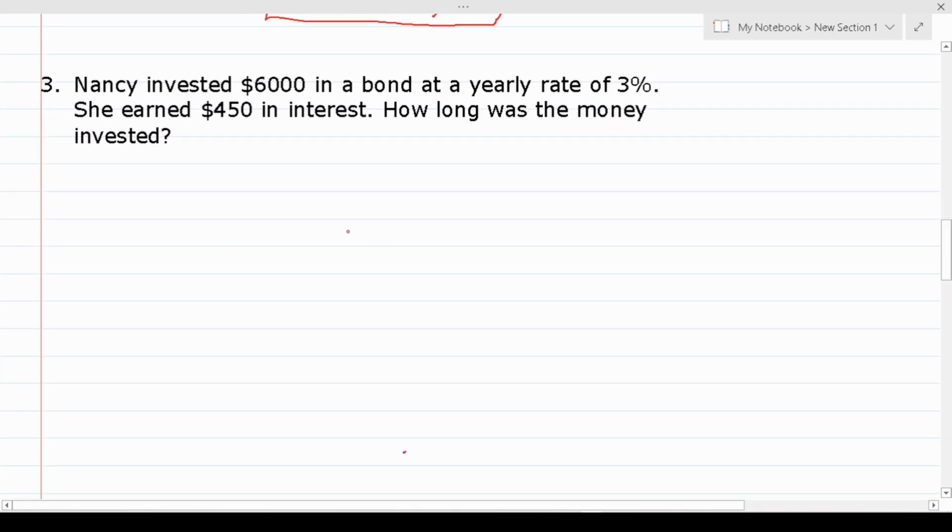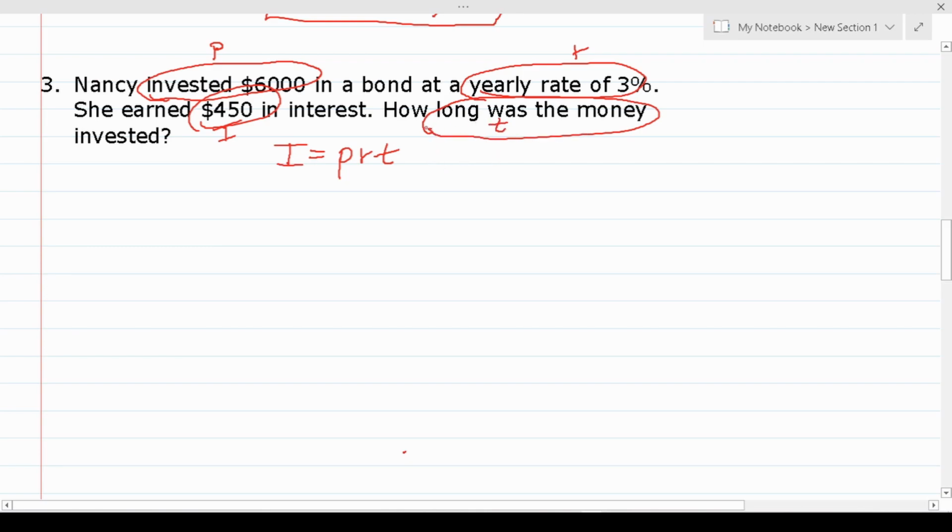All right, number 3 says Nancy invested $6,000 in a bond at a yearly rate of 3%. She earned $450 in interest. How long was the money invested? Again, this is a simple interest formula, so we're going to start by writing down that formula. It's I equals P times R times T. We're told that she invested $6,000, so that's our principal. We know her yearly rate, or R, is 3%. And we're told she earned $450 in interest, so that's I. We want to figure out how long the money was invested, so that's going to be our T.